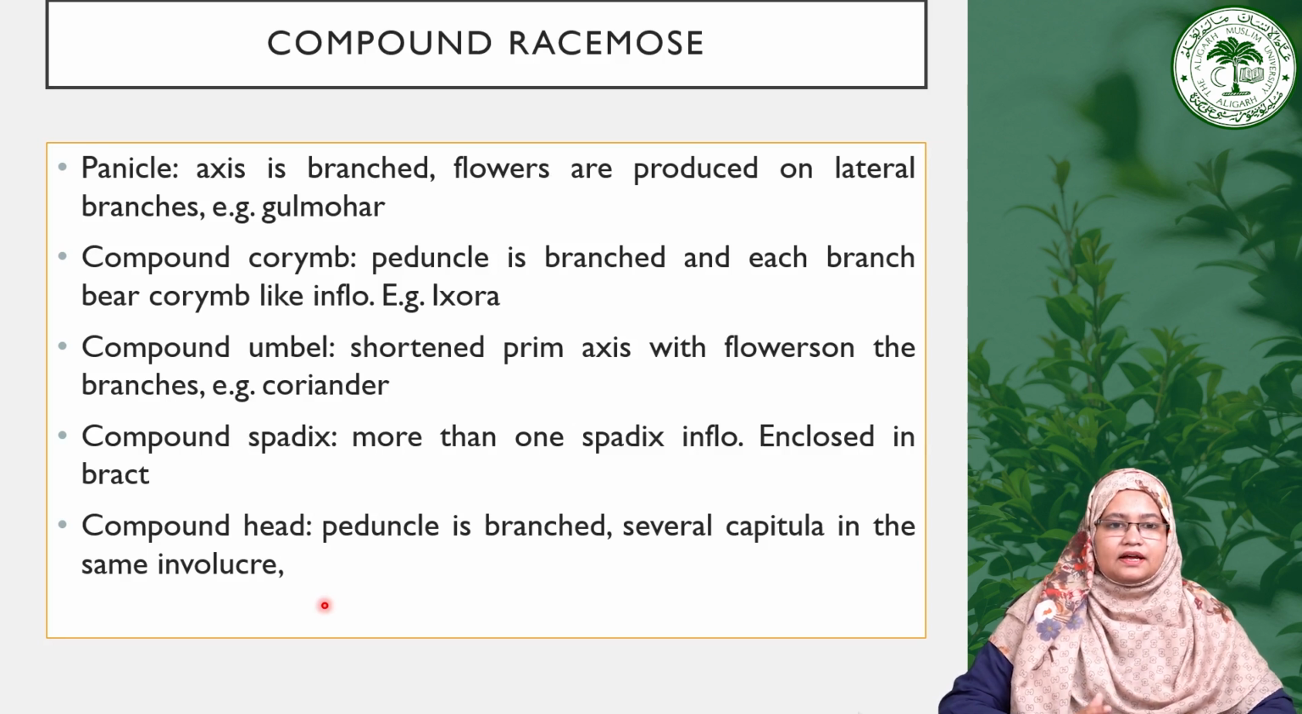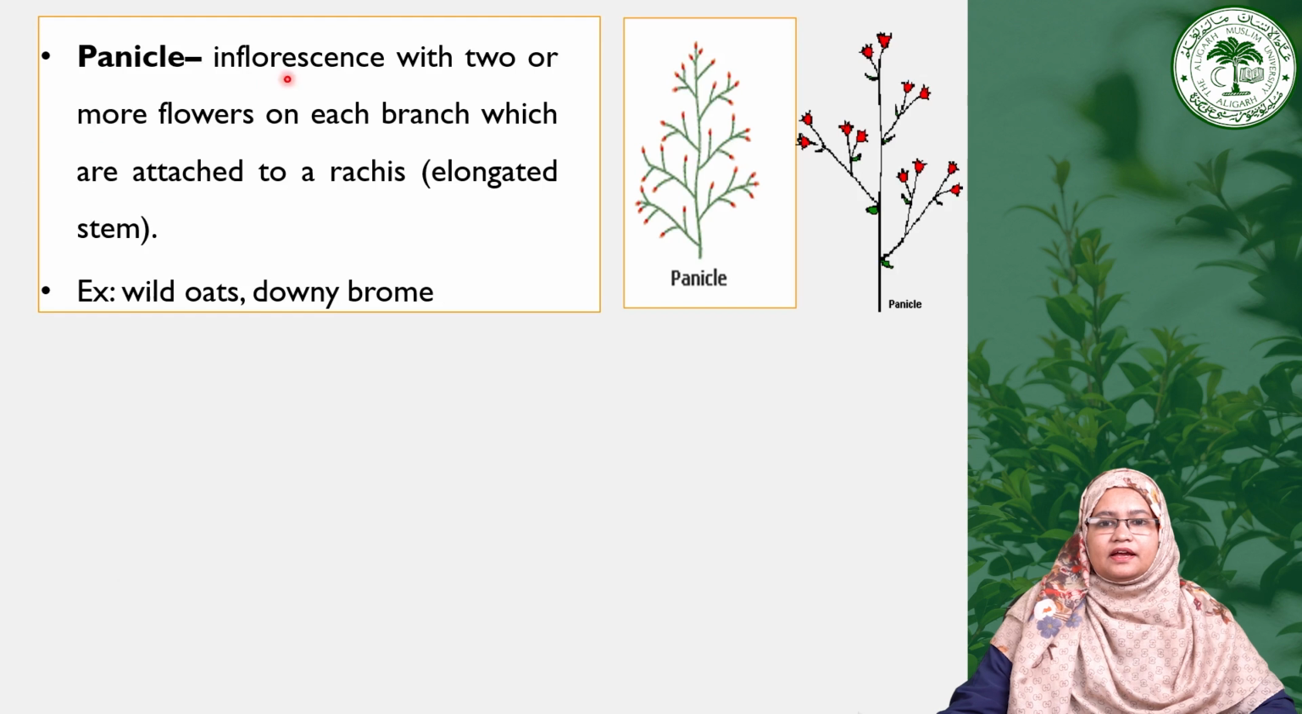Like if you see the panicle, here you can see it is a branched axis, and each branch has a raceme type of inflorescence. So this is the branch in which the older flowers are at the base and the younger flowers are at the apex, and each branch here has a single raceme type of inflorescence. So here the rachis is branched, that's why it is called the panicle, which is present in wild oat or downy brome. So these are the examples of the compound type of inflorescence, in which we have discussed the panicle.